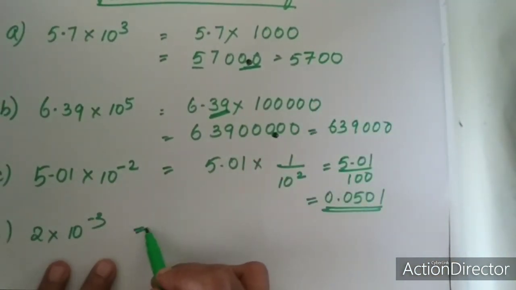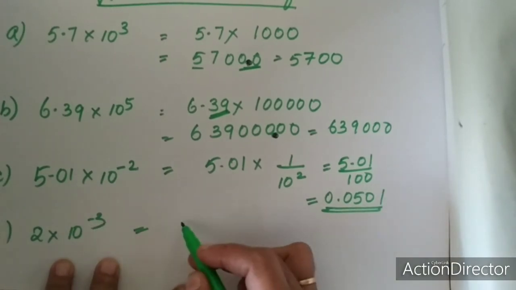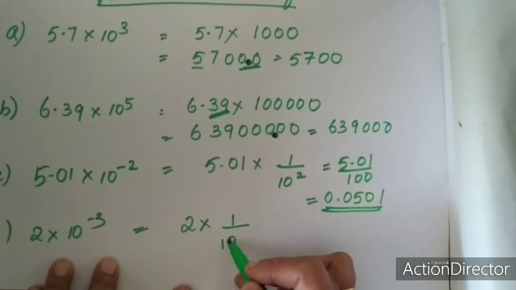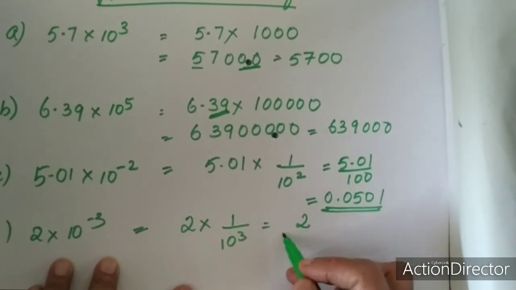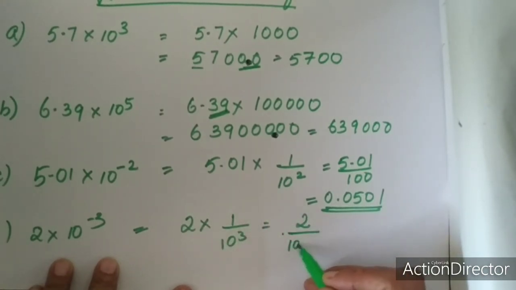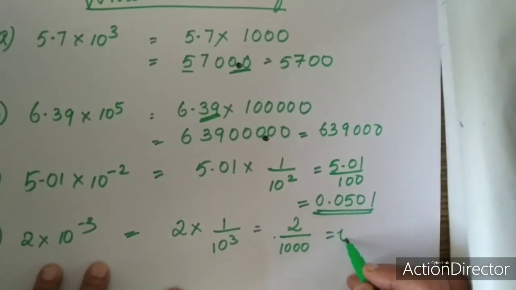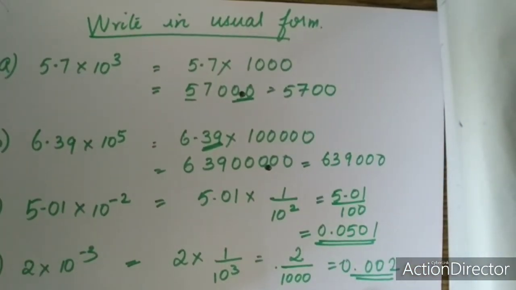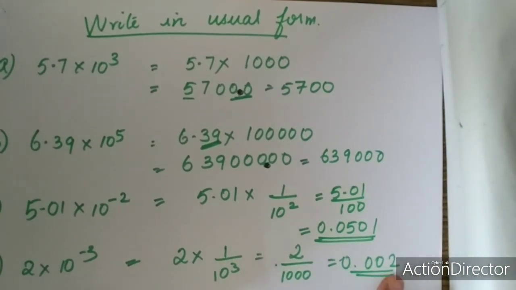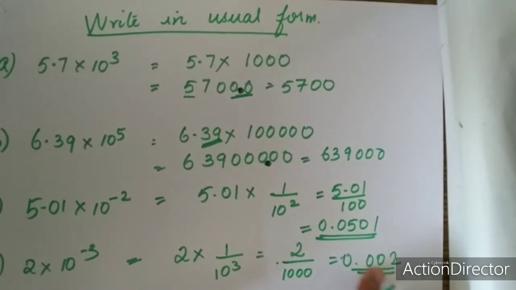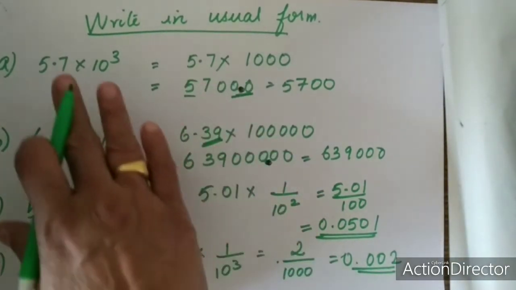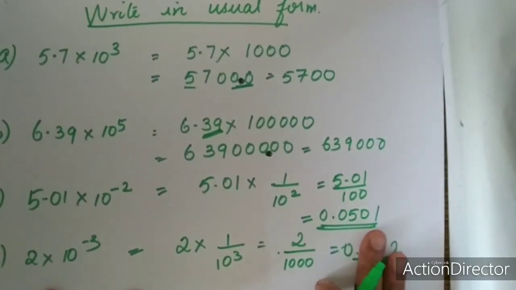Next, coming to the next example, 2 into 10 to the power of minus 3. So this can be written as 2 into 1 upon 10 power 3, which is equal to 2 upon 1000. This can be written as 0.002. So this is the usual form. Again, check your answer after getting the usual form. Convert it to standard form and check whether you get back your answer. So this is how you convert from standard form to usual form.